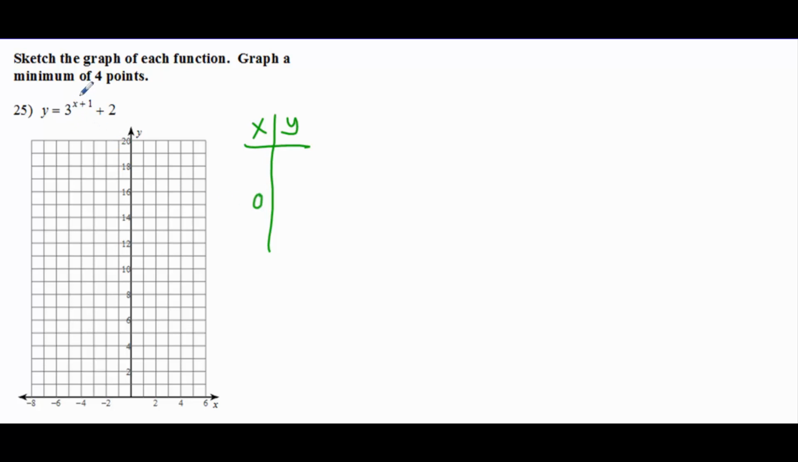If I plug in 0, I get 3 to the 1st plus 2, which is 3 plus 2, which is 5. If I keep going much farther to the right, I'm going to end up with things that won't fit on my graph. Like, when I plug in 1, this is 3 squared, which is 9, plus 2, which is 11. I need to go backwards at least once and say, all right, negative 1 here gives us 3 to the 0, which is 1, plus 2, which is 3. I'm going to go back farther to negative 2 and say that's 3 to the negative 1, plus 2. What happens here is 3 to the negative 1 is 1/3 plus 2. So this gets 2 and 1/3.